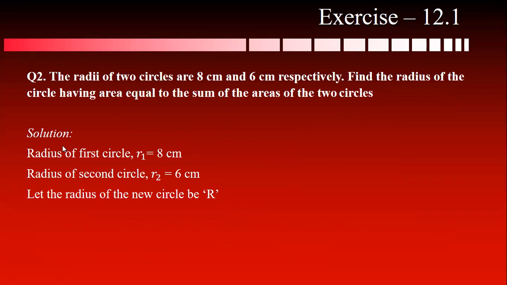Same way, here the second question is the radii of two circles are given 8 centimeter and 6 centimeter. Find the radius of the circle having area equal to the sum of the areas of the two circles. Previous question was circumference, now it is area. So again, radius of the first circle R1 is 8 centimeter. Radius of the second circle R2 is 6 centimeter. Now we are going to take the radius of the new circle to be capital R.